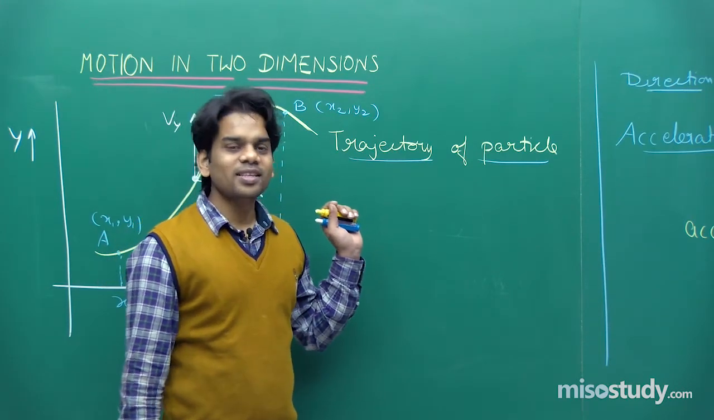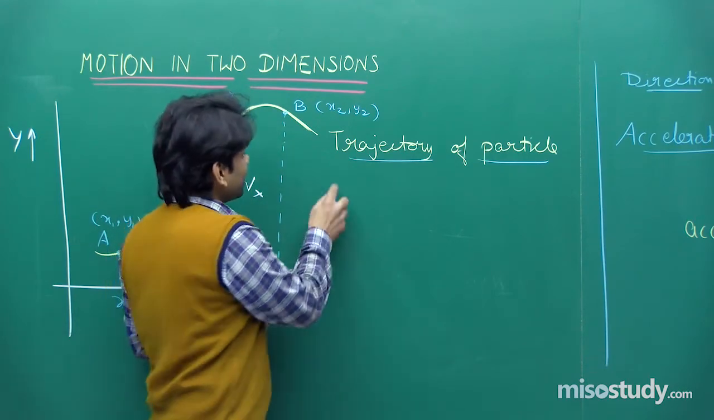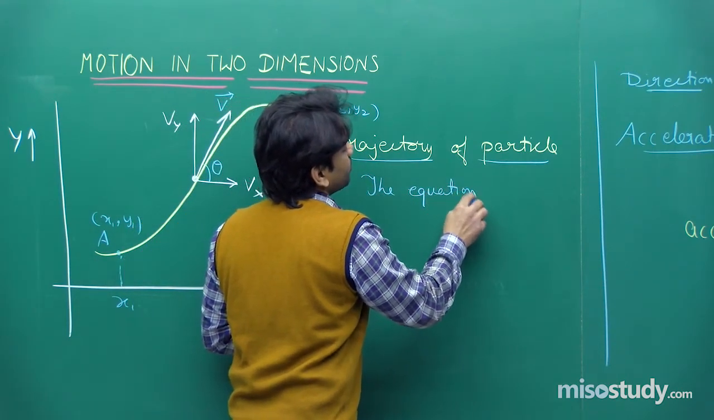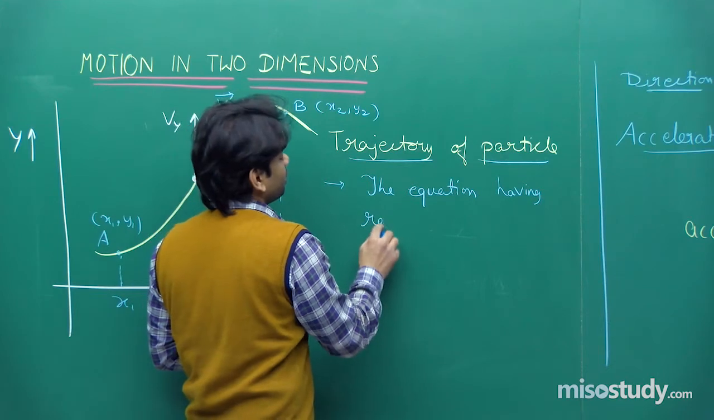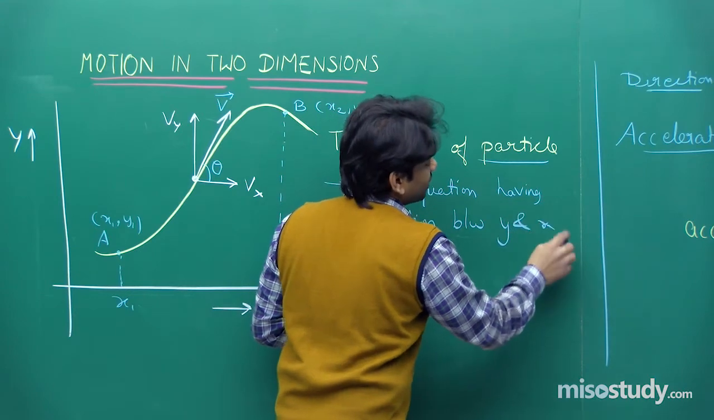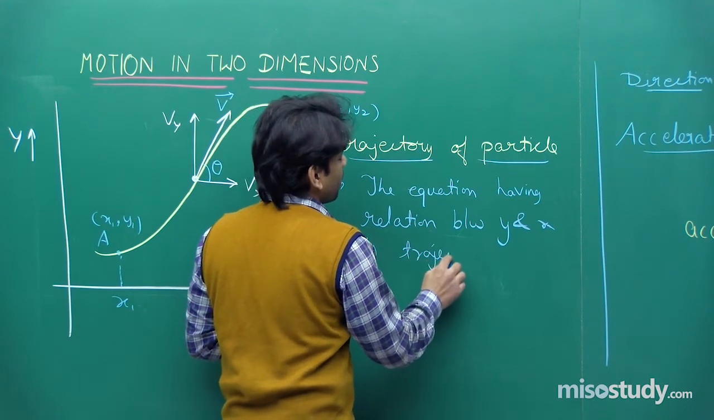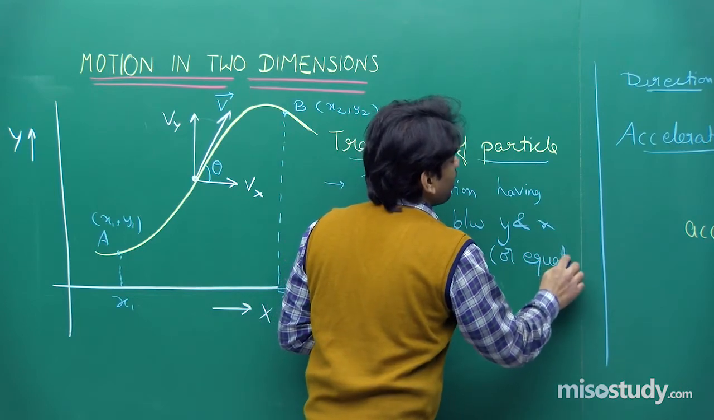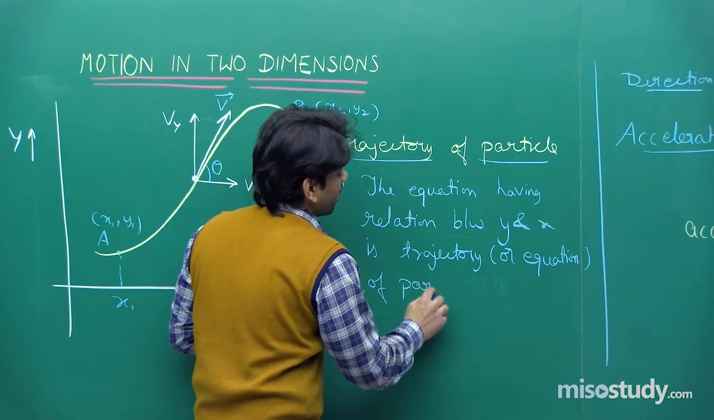Before that, let me tell you how you are going to find the trajectory of a particle. Let us say the y coordinate is varying and the x coordinate is also varying. The equation having a relation between y and x is the trajectory of the particle. Having a relation between y and x is the trajectory or equation of the particle. So you can find out what trajectory is followed by the particle by finding a relation between the x coordinate and y coordinate.